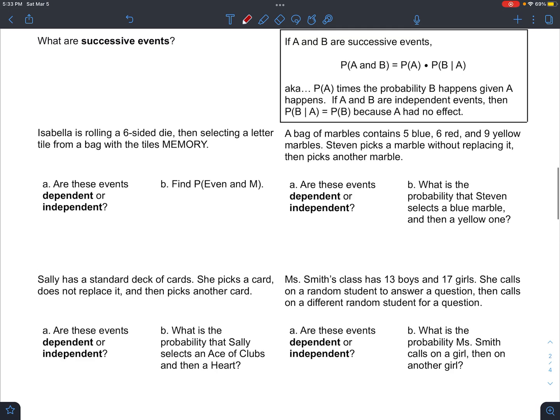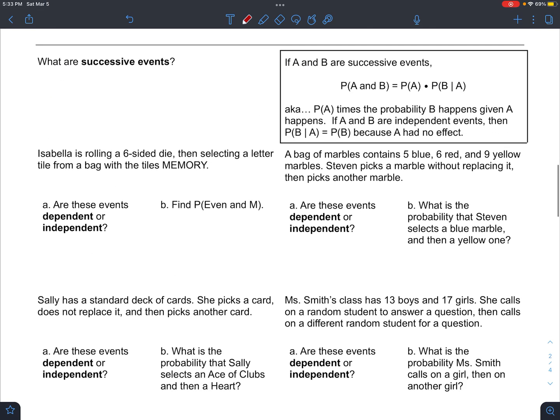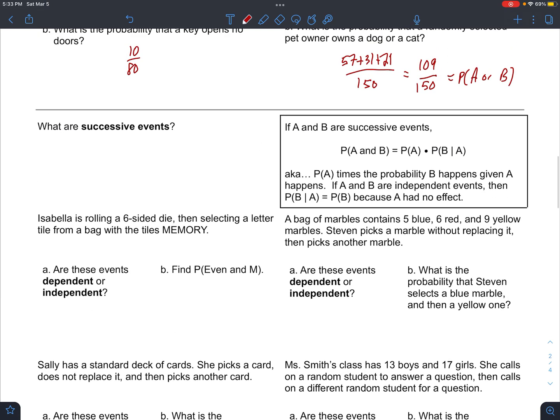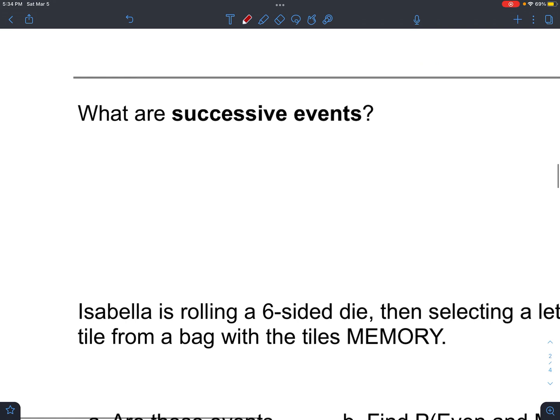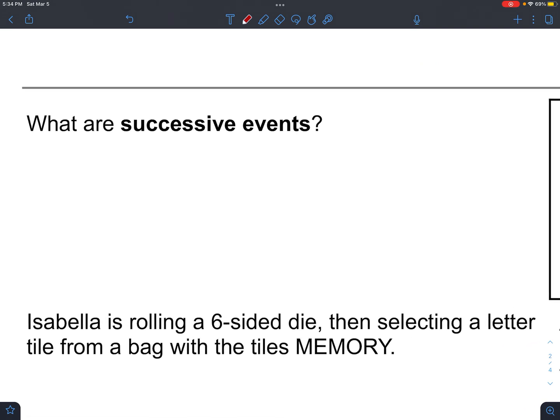All right. So the last part is just these quick questions on independent versus dependent. So now we're looking at successive events. We use this to describe events occurring one after another.